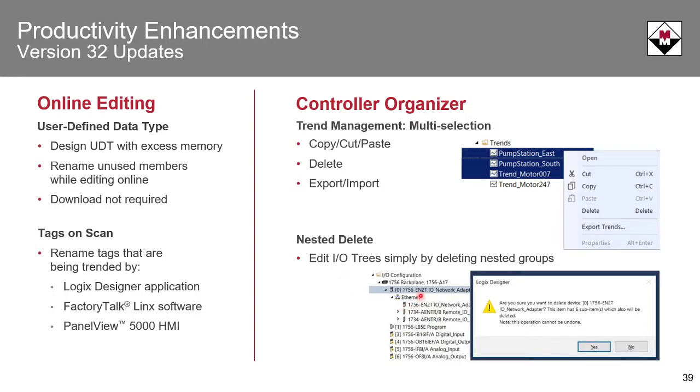So, for instance, this EN2T has several components underneath it, a couple POINT I/O racks. You can now delete this EN2T module, and it'll give you a pop-up that lets you know before you delete it that this item has 6 sub-items which will also be deleted. Before, if you wanted to delete this EN2T module, you would have to go down into the POINT I/O chassis, remove all the I/O modules associated with that chassis, remove the ANTR module, basically remove everything under it to be able to delete this EN2T.